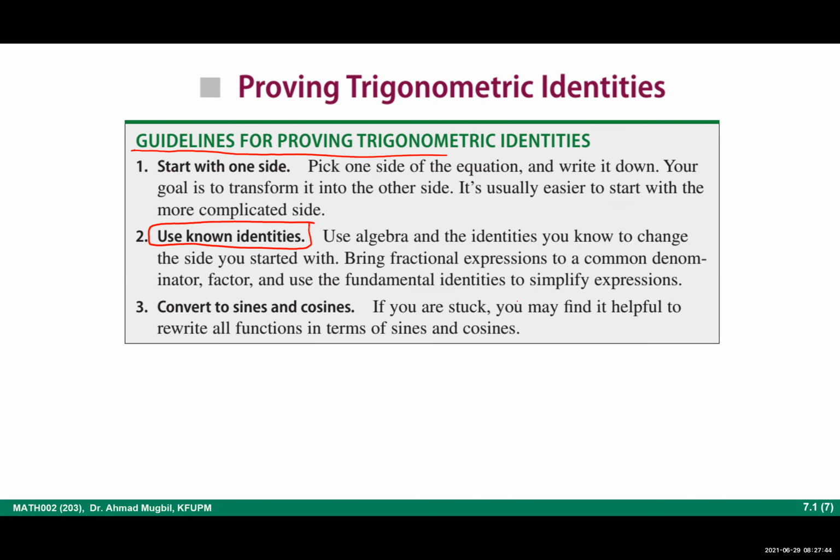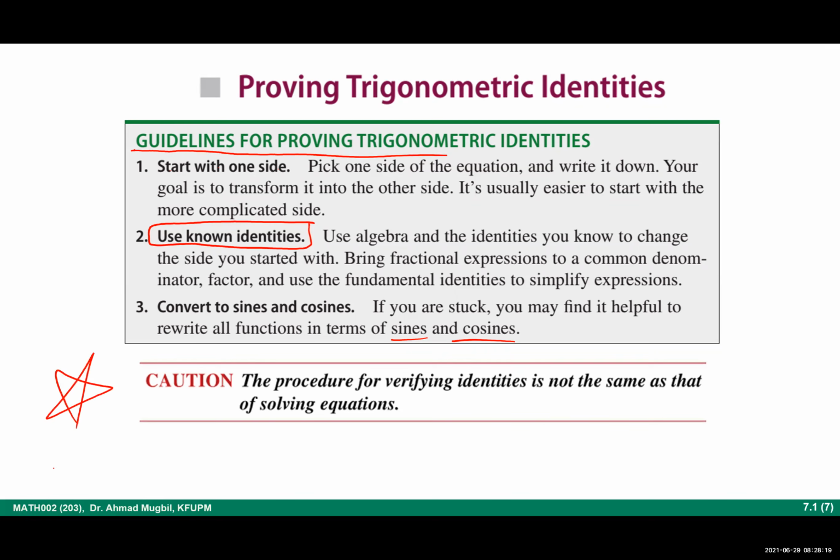In the last step, if you are stuck at some stage, then you can convert to sine and cosine, as we did with the previous example, the first example. So if you are stuck, you may find it helpful to rewrite all functions in terms of sine and cosine, because, Shabab, if you notice from the fundamental identities, everything can be converted to the original functions, sine and cosine. Everything is coming from sine and cosine. Tangent, cotangent, secant, cosecant.